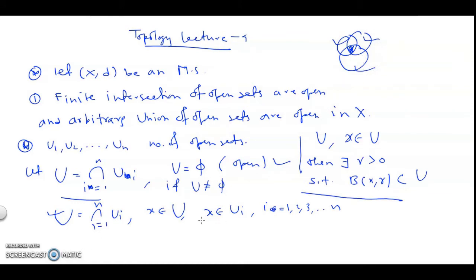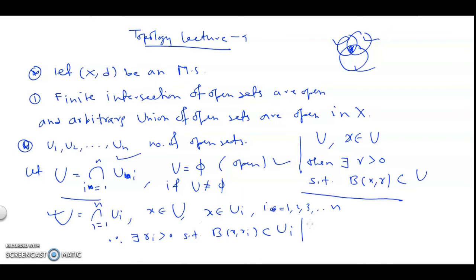Hence x belongs to all Ui. Now since all Ui are open, and x belongs to all Ui, therefore there must exist some ri greater than 0 with respect to each Ui such that B(x, ri) is totally contained in Ui. Means for every Ui we will obviously have an open ball around x with radius ri such that the ball is totally contained in Ui, because all Ui are open.